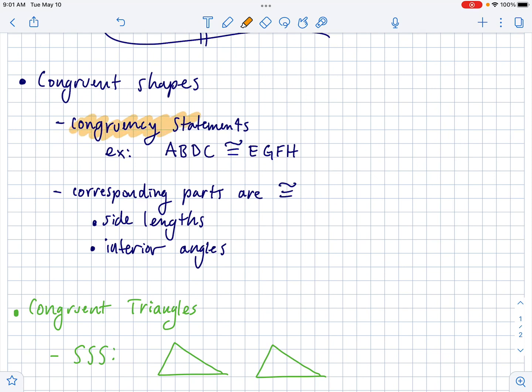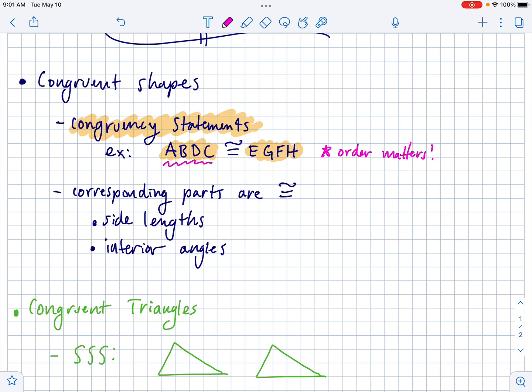Big theme throughout that was all congruency statements. Congruency statements are where the letters around the outside in a certain direction line up with the letters in the exact same order around the other shape. So here, order matters.